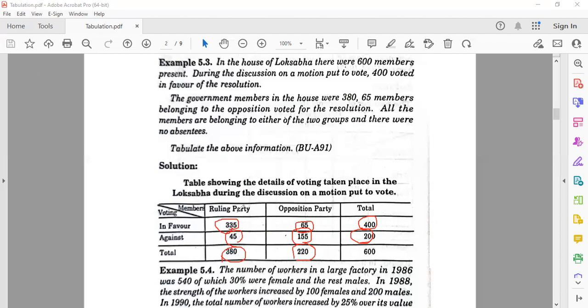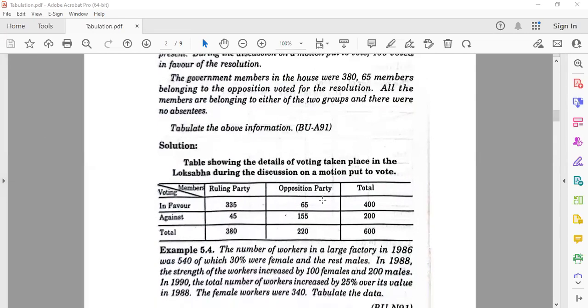Now here, these are the numbers you have to balance. So what are the numbers we have to balance here? First one is 380 plus 220 should be 600. So you have to ensure that this particular row total matches with 600. Similarly, the column total 400 plus 200 matches with the 600. So that is how we solve this particular problem.